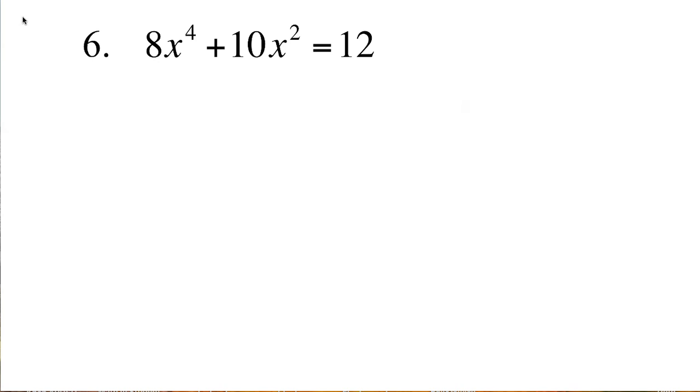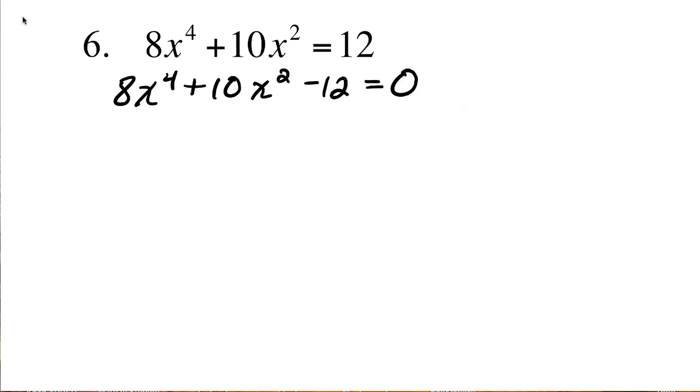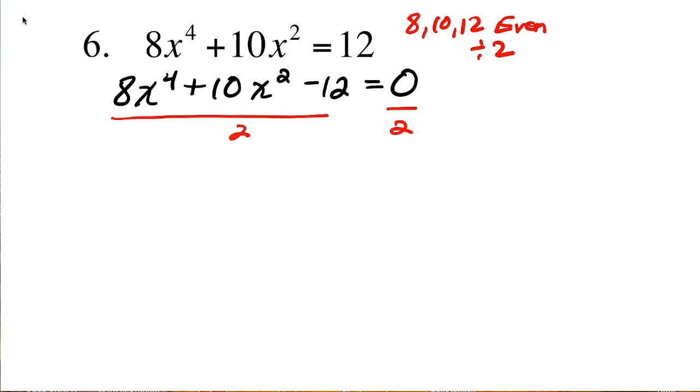So on number 6, first it should be set equal to 0. So we're going to have 8x to the 4th plus 10x squared. Subtract 12 from both sides to make it equal to 0. And then the next thing I notice is 8, 10, and 12 are all even. Since they're all even, I can divide by 2. So that would be a good idea. If I divide everything by 2, it'll make the numbers a little bit easier to work with. So that would be 4x to the 4th plus 5x squared minus 6 equals 0.